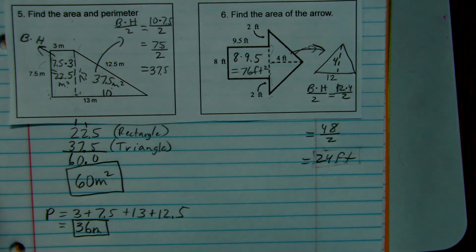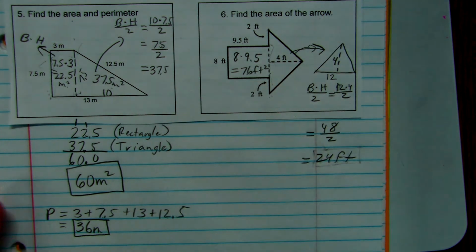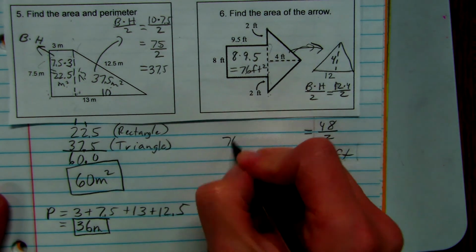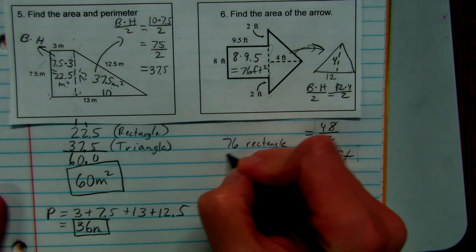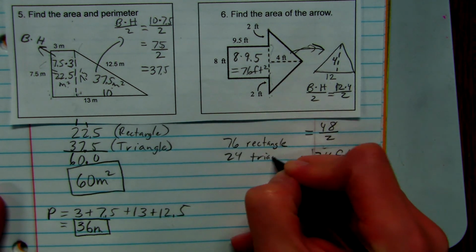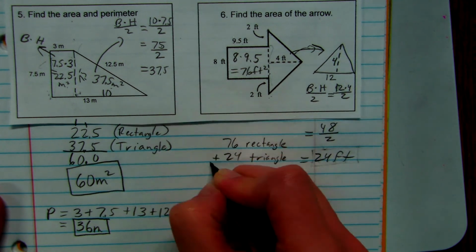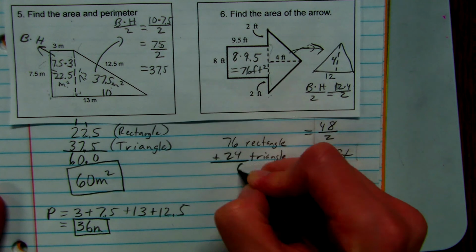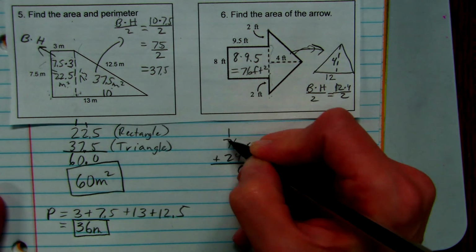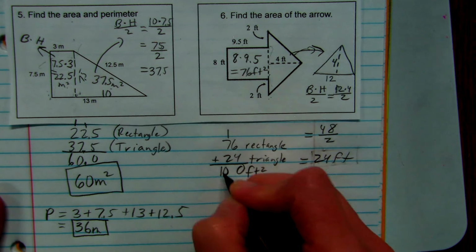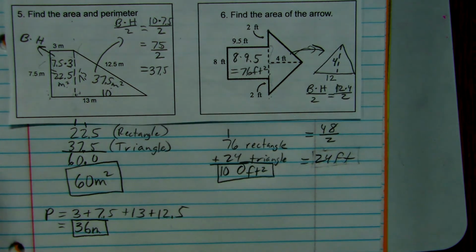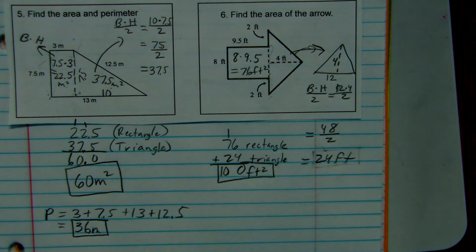And then we need to add to that the 76 feet from the rectangle. So the 76 was the rectangle, and the 24 was the triangle. And we'll add those together. 6 plus 4 is 10. Carry the 1. 7, 8, 9, 10. We get 100 feet squared. It's a very satisfying number, 100.